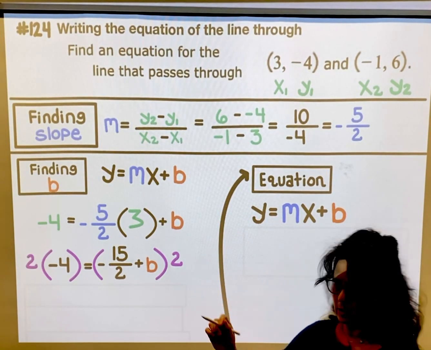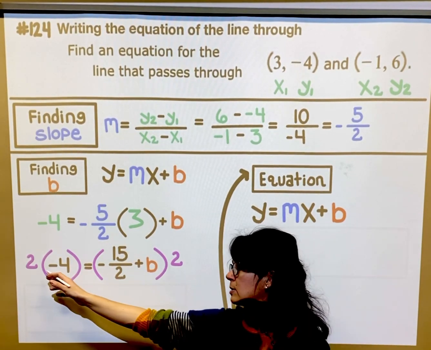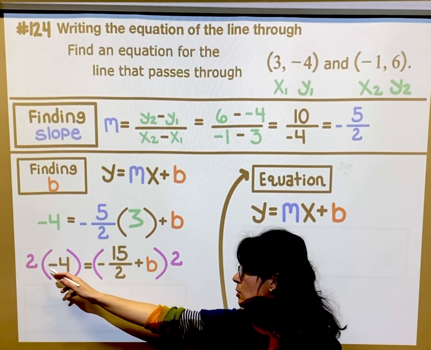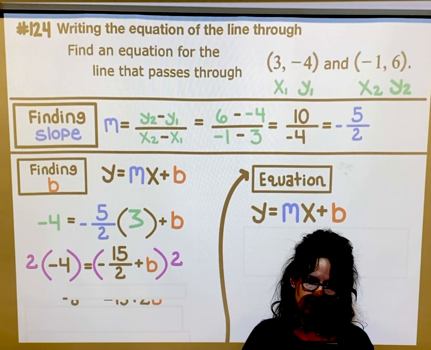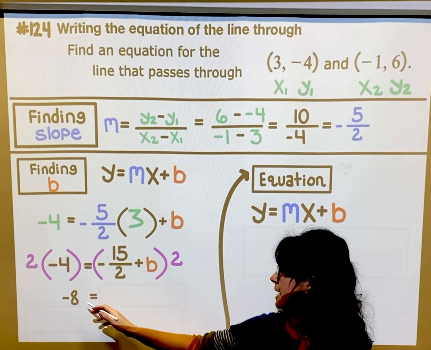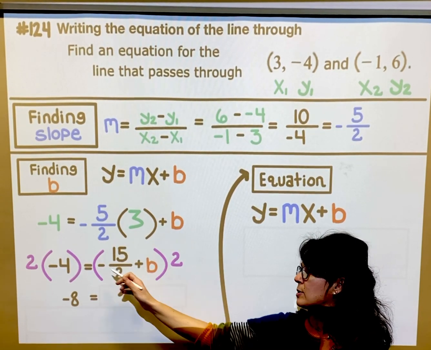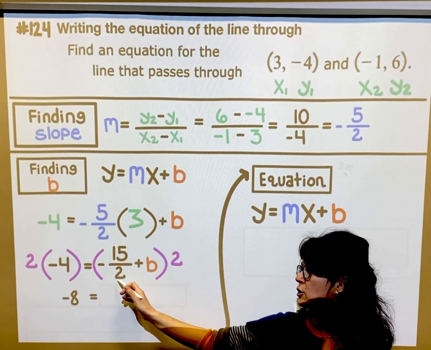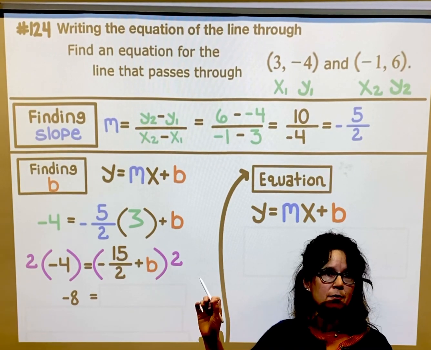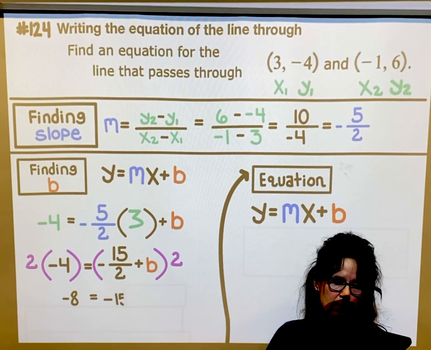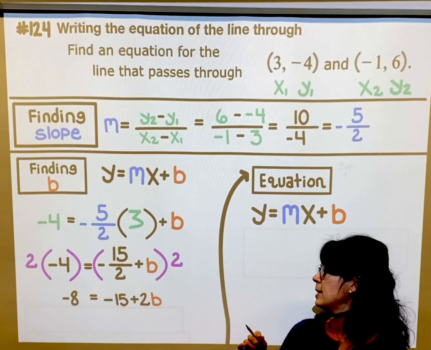Okay, so I'm going to put parentheses around both sides. The denominator is 2, so I'm going to multiply both sides by 2. So 2 times -4 is -8. Now when I distribute this 2, when I run that through to -15 over 2, the 2's cancel, and all I have left is -15. And then 2 times b is 2b.